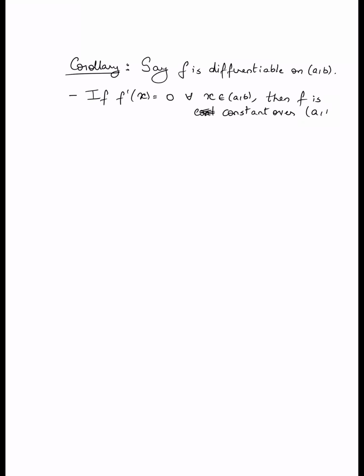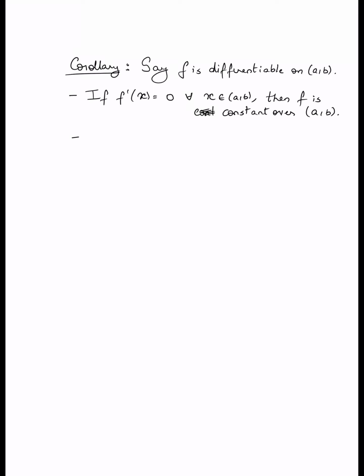Over (a, b). Okay, so if the derivative is identically 0 over some interval, then the function must also be constant over the interval. The converse is trivial. If the function is constant, we know that the derivative is 0. Now we are proving a converse to that, right? Which is that if the derivative is 0 across an interval, then the function must in fact be constant, right?